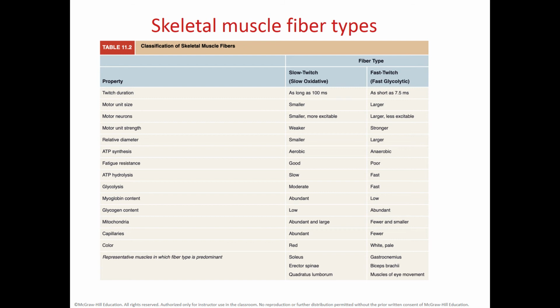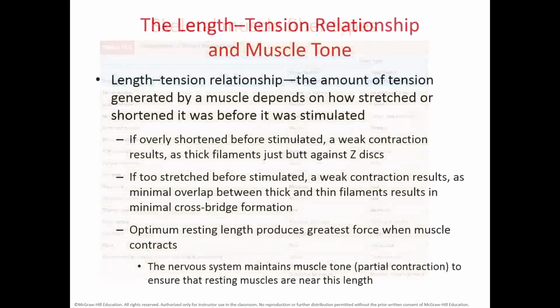But remember, many of our muscles have a combination of slow twitch and fast twitch, but fast twitch is located in muscles where you require fast movement, like in our eye muscles.